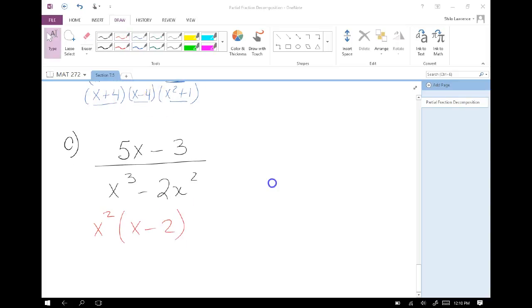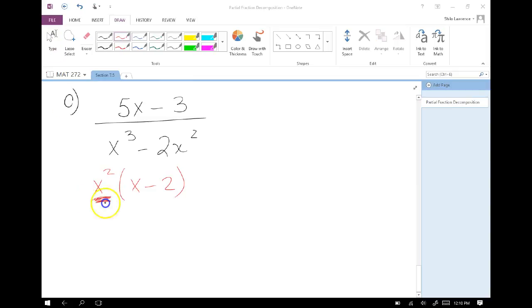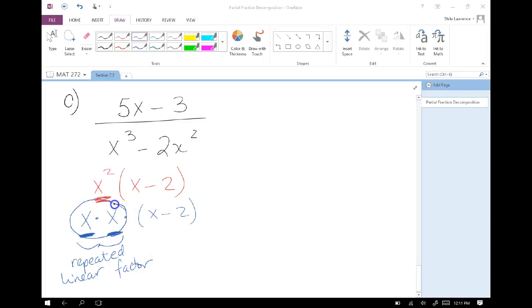Now, I need to tell you something about this x squared in the front. This is not a quadratic factor. This is a repeated linear factor because you could technically write that as x times x times x minus 2. This is a single factor that is there twice. That is a linear factor that is in that problem twice. That is a repeated linear factor. Which means when we set up our partial fraction decomposition, I'm going to need two fractions for that.